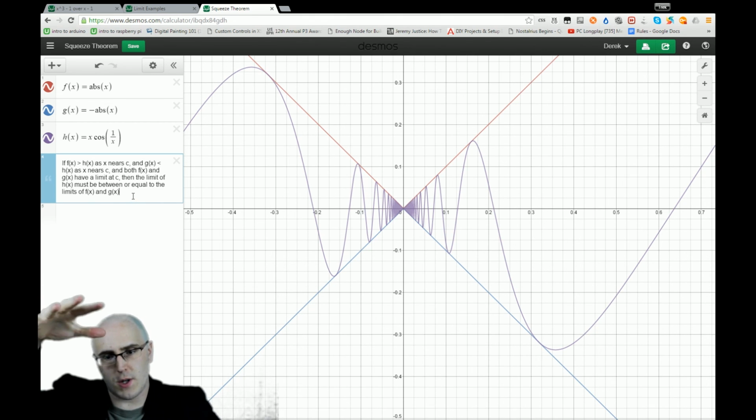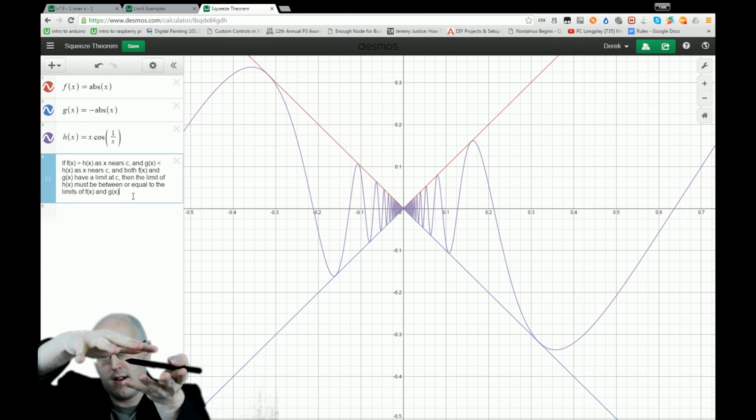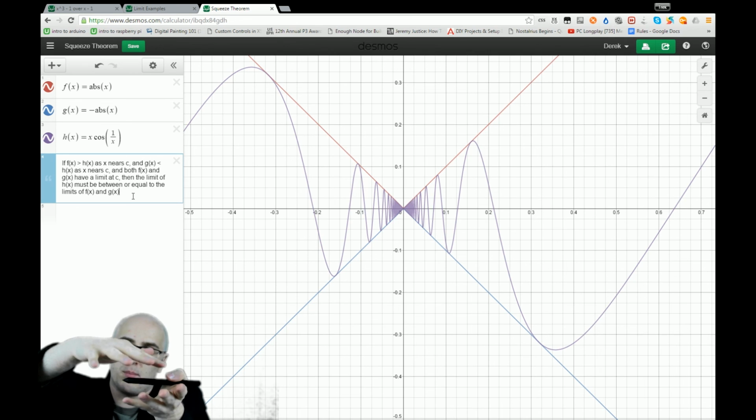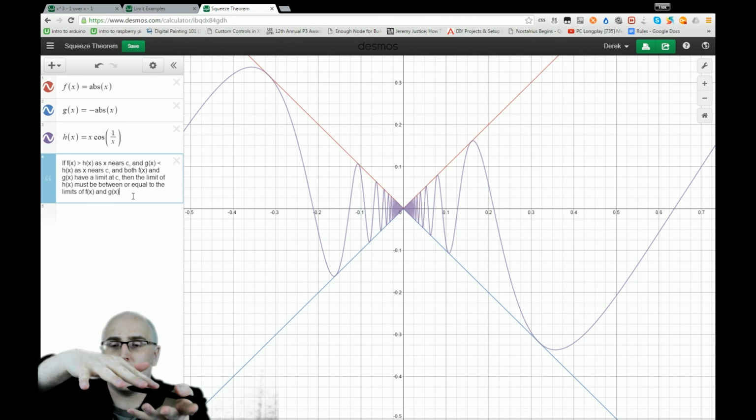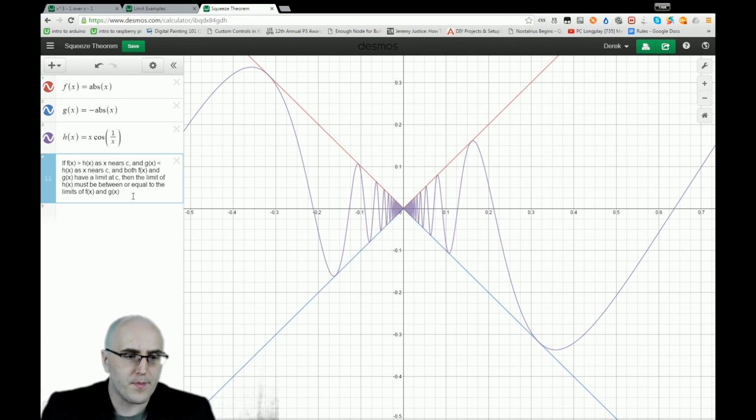You take two functions, and you take their limits, and you squeeze the limit of a third function and prove that it's in between the two, or equal to. In this case, it's equal to, but you occasionally just prove that it's between the two.